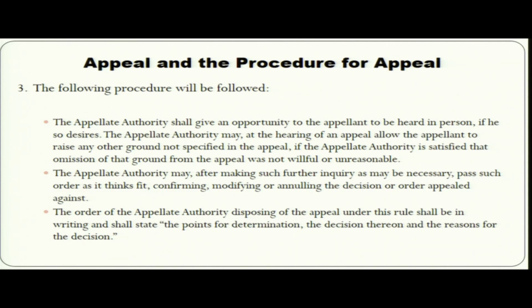The appellate authority may, after making such further inquiry as may be necessary, pass such order as it thinks fit, confirming, modifying or annulling the decision or order appealed against. The order of the appellate authority disposing of the appeal under this rule shall be in writing and shall state the points for determination, the decision thereon and the reasons for the decision.